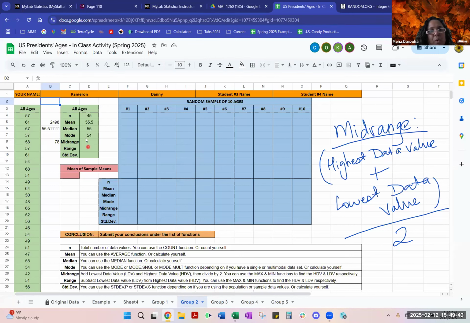Now remember that mode for the all ages were 2 numbers. So make sure you accommodate for both, because that was a multimodal set. So make sure you have both those modes for all ages.